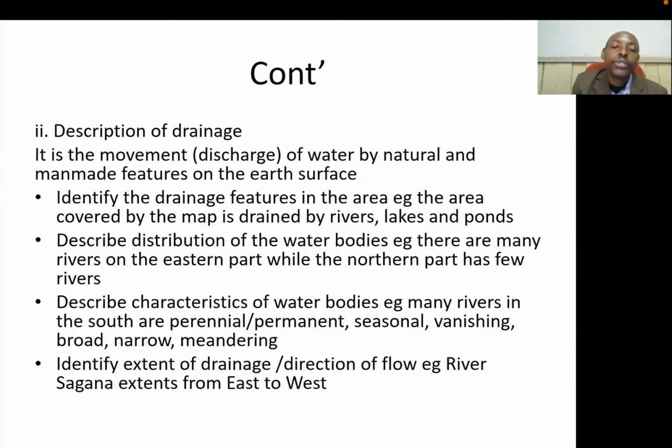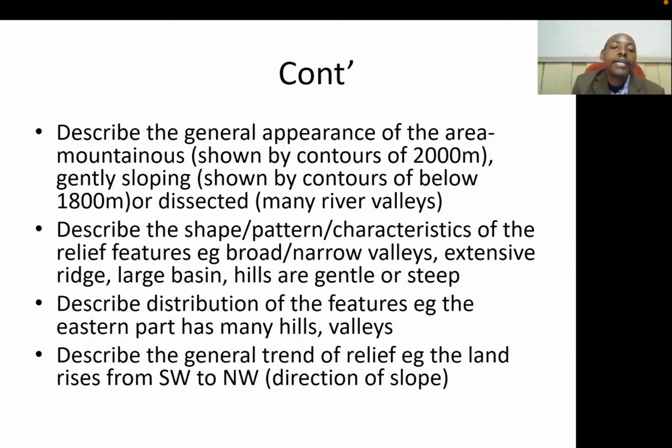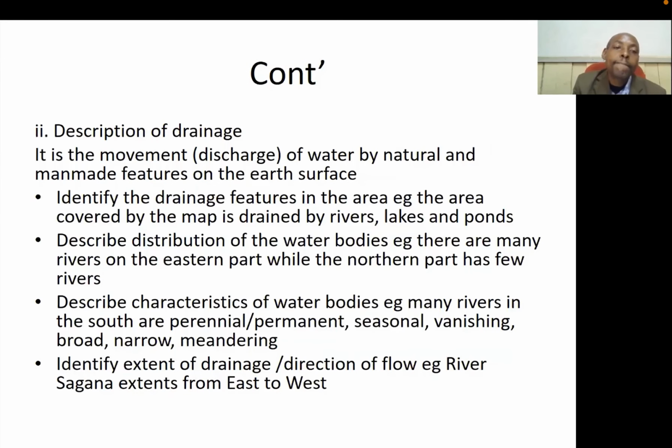Then you should also remember to describe the general trend of the relief. For example, the land rises from the southwest to northwest. This will be guided by you having identified the highest point and the lowest point. This will tell you how the land rises from which direction to which one.